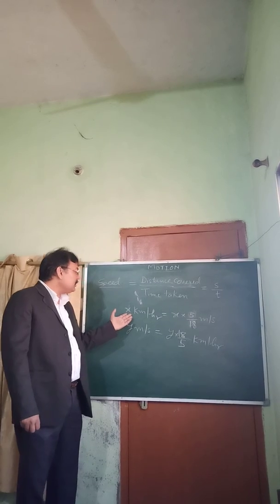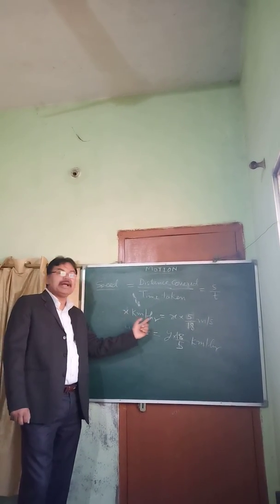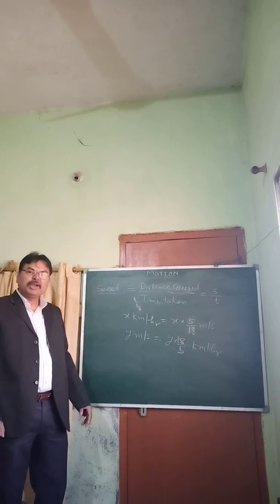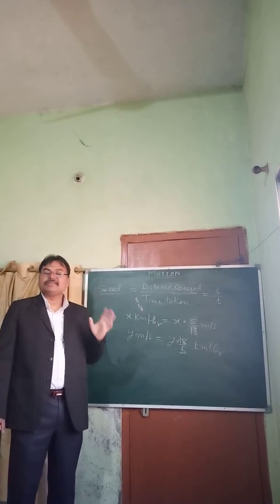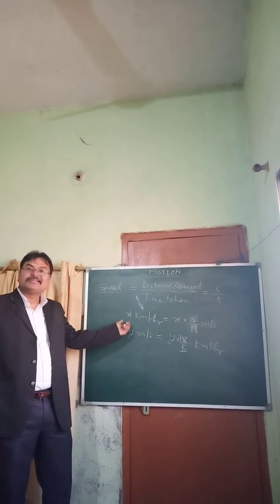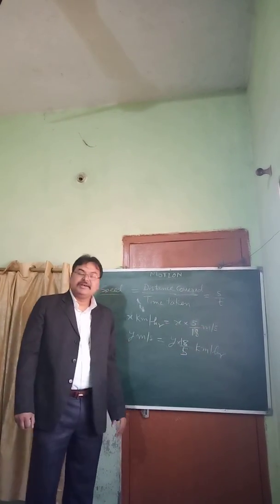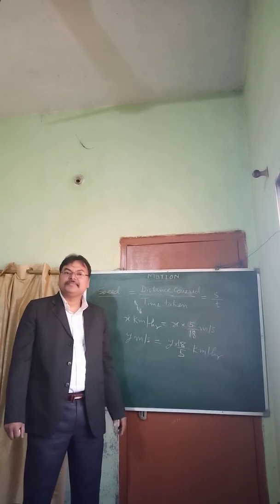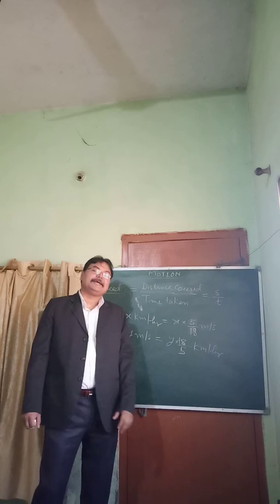So suppose speed of a body is given in kilometer per hour as x kilometer per hour. Why am I taking x? Because while solving numericals, you may get any value. So that's why I am not taking any specific value. I am taking a general symbol, that is x kilometer per hour. And you want to convert into meter per second. So that x has to be multiplied with 5 by 18. If you multiply that x with 5 by 18, then you will get the result in meter per second.